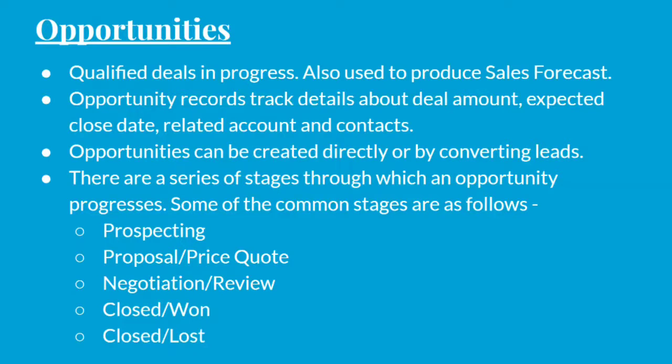So, qualified deals which are in progress. Now you know, okay, this person is going to buy this particular product or service from our organization, so you will start creating an opportunity for that account or contact. I mean the account, like the person account or the business account. Those are qualified deals which are currently in progress. To track that progress, you will use the opportunity object, which is also used to produce sales forecasts.